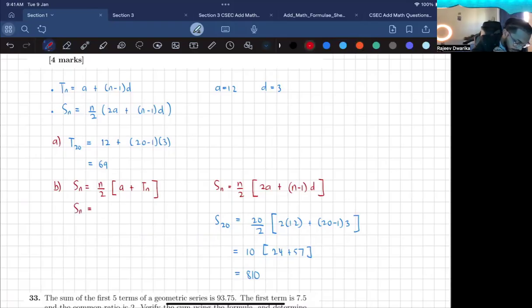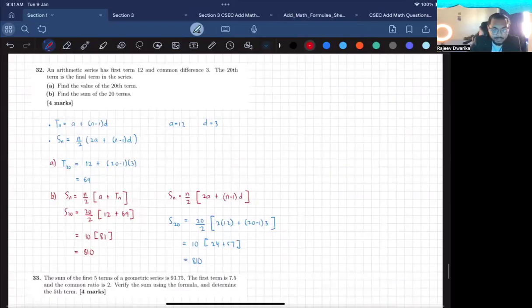Okay, good. So that's going to be 20 over 2, times 12 plus 69. Let's see if it works out. Javon, what is 69 plus 12? 81. Right, so you get the same answer. So those are your answers.